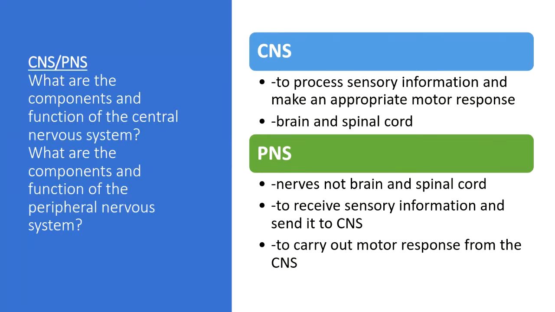So it's asking here, what are the components and function of the central nervous system? The CNS is to process sensory information and make an appropriate motor response. Again, it is the brain and spinal cord. And it's asking for the components of the peripheral nervous system. So it's anything that's not the brain and spinal cord. It receives sensory information and sends it to the central nervous system. And it also carries out the motor response from the CNS with these motor neurons.